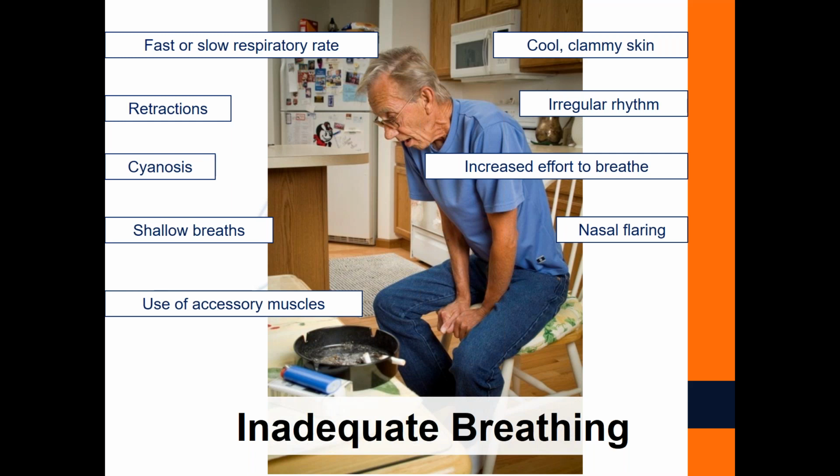So we'll see a fast respiratory rate. We'll see some increased effort. We might even see some irregular rhythm. We'll start to see some changes in my patient's skin color, temperature, and condition. And it's all based on the fact that their breathing has become inadequate. Inadequate means it is no longer meeting the needs of the body and sustaining our patient.